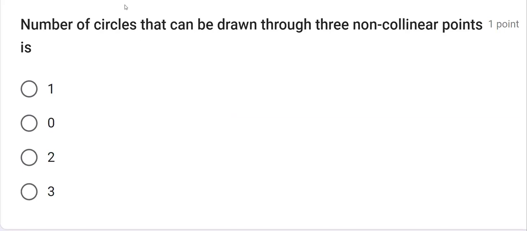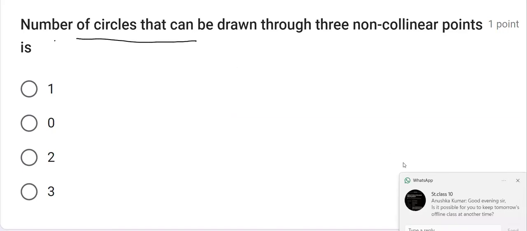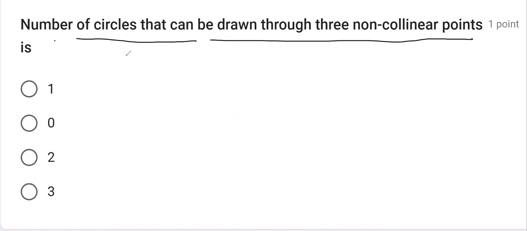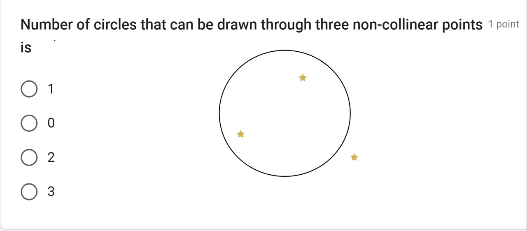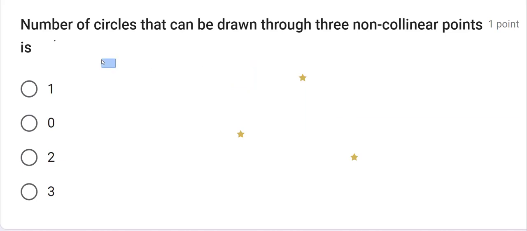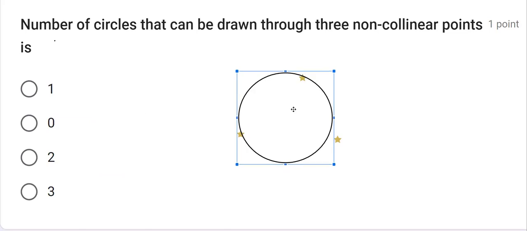In the next question, it says the number of circles that can be drawn through three non-collinear points. So it means, if I take three non-collinear points, say 1, 2, 3, how many circles can we draw, right? Let's figure out. If you try making a circle so that it passes through three non-collinear points, let's say I make a circle here, and then I took three non-collinear points and try figuring out how many circles can be drawn through these.